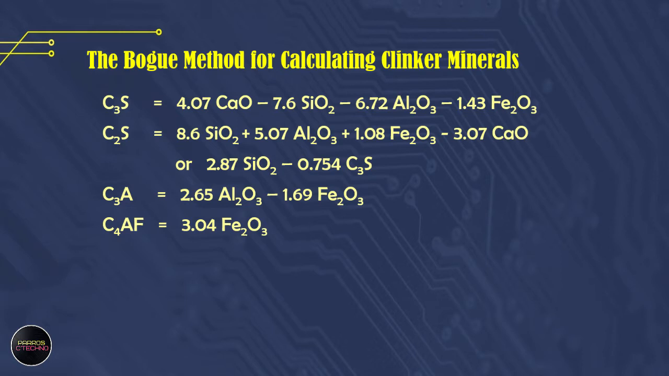C2S equals 8.6 SiO2 plus 5.07 Al2O3 plus 1.08 Fe2O3 minus 3.07 CaO, or equals 2.87 SiO2 minus 0.754 C3S. C3A equals 2.65 Al2O3 minus 1.69 Fe2O3. And C4AF equals 3.04 Fe2O3.